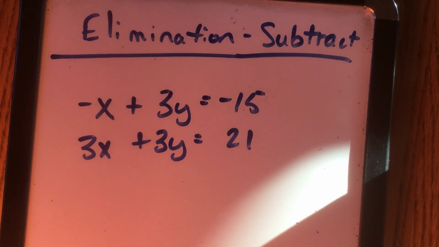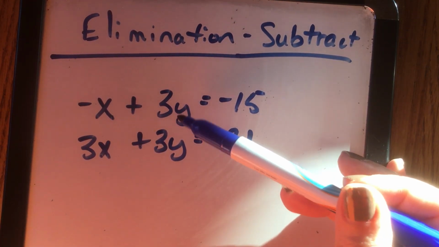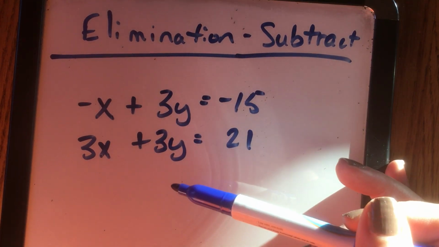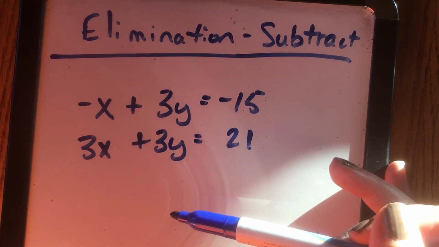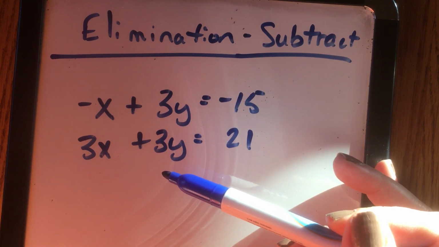All right, so in this video, I'm going to continue the same concept. We're going to do elimination, but on these we're going to have to do it by subtracting. So if you notice here, I have a 3y and a 3y. If I add those together, I'm going to get 6y. They're not going to cancel out. I have to subtract them in order to get them to cancel out.